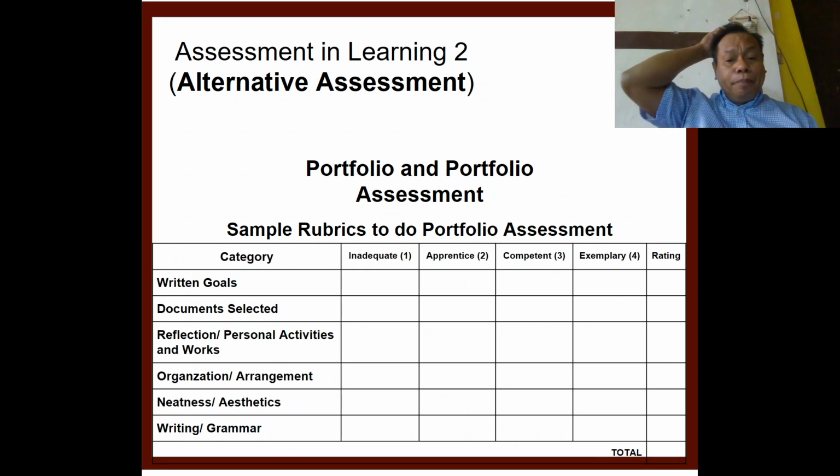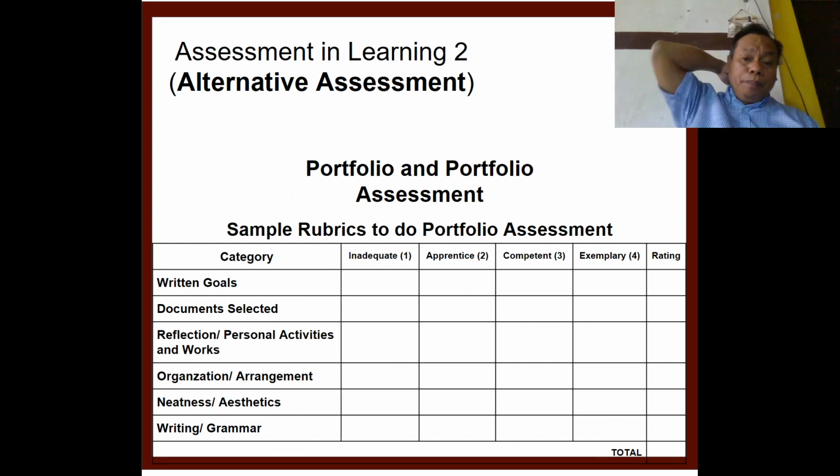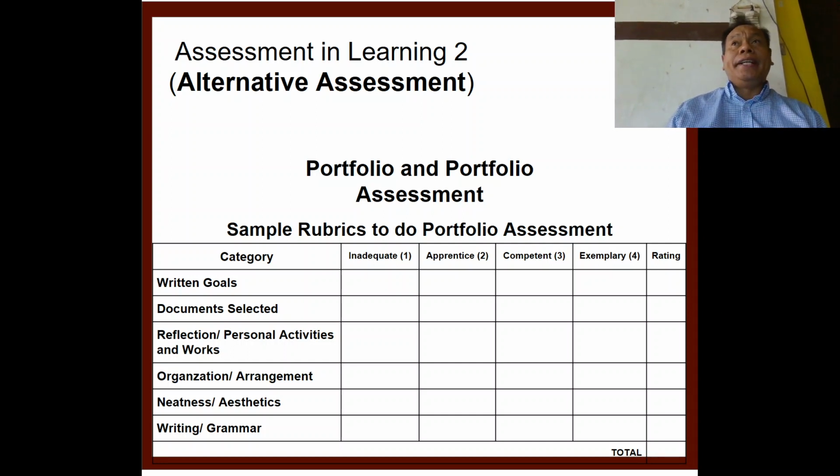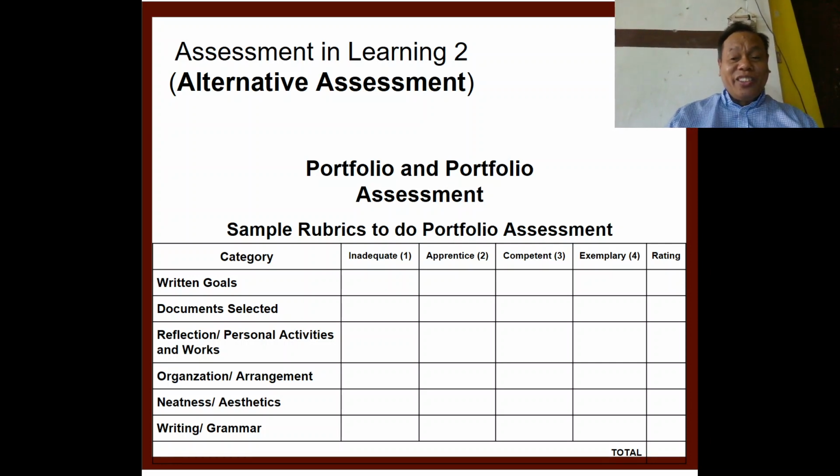I have here a sample rubric, no, to do portfolio assessment. The categories are as follows, no. For example, you want to do a portfolio in alternative assessment. So the first thing that I will look at is written goals. What are your written goals? And what are the goals of the alternative assessment? No? And then I want to see the documents selected by you or the materials.